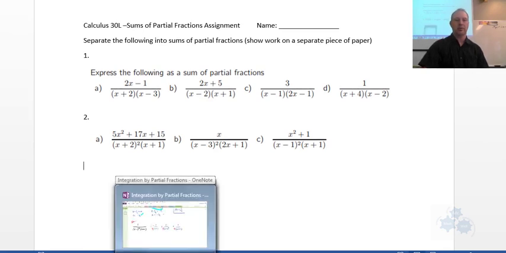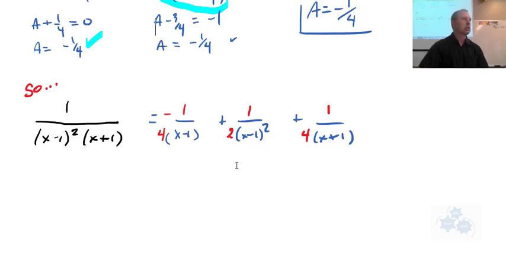Any questions? If it was cubed, how would you do it? Okay, if it was cubed, that's a good idea. So if it was cubed, then you'd have to go x minus 1 plus b over x minus 1 squared plus c over x minus 1 cubed, and then plus the other factors. So yeah, you just keep going for as many factors as you have. Okay? So take the last little bit of class and work on that assignment, and then we'll go over some more questions tomorrow.